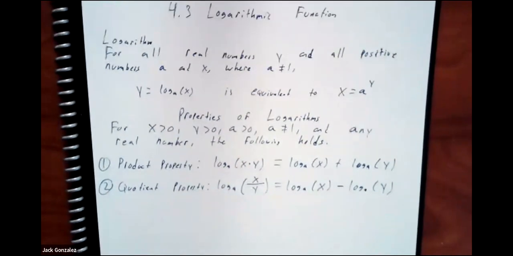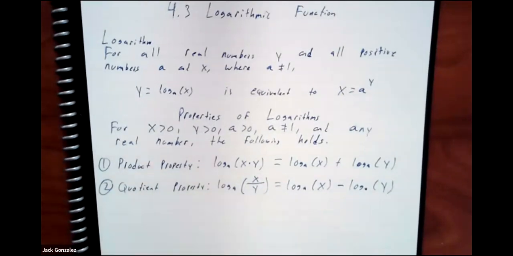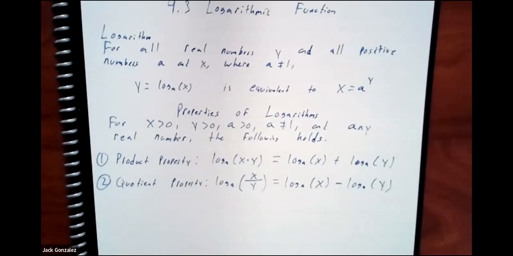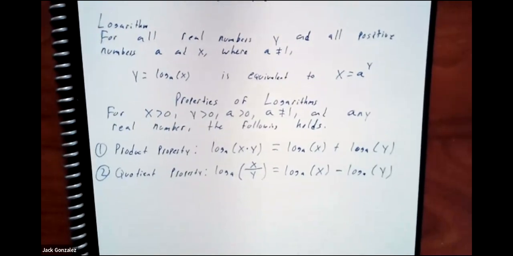All right. Quotient property. X over Y. So if you have a quotient, you just change it to subtraction. So whatever's on the bottom would be after the minus sign. Whatever's on top is the first part. You can have a combination of the two, rule 1 and rule 2. You could have like 2 things being multiplied on top of the fraction and then something else on the bottom, right?